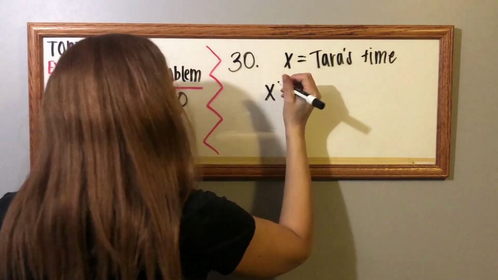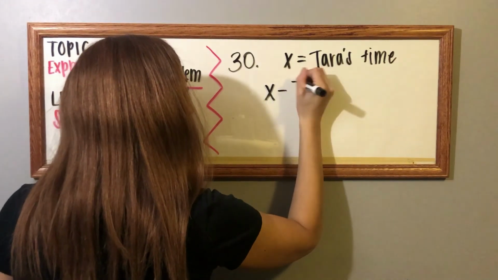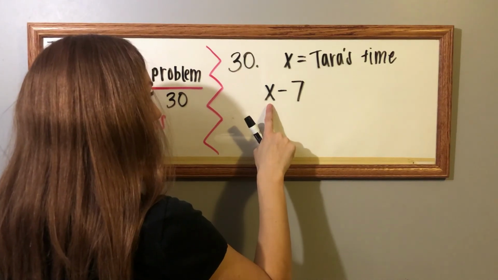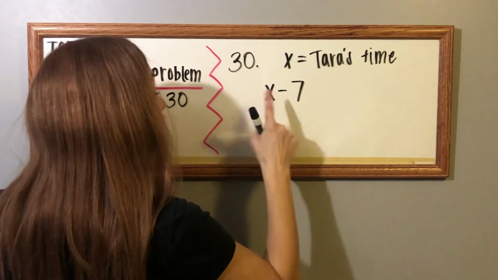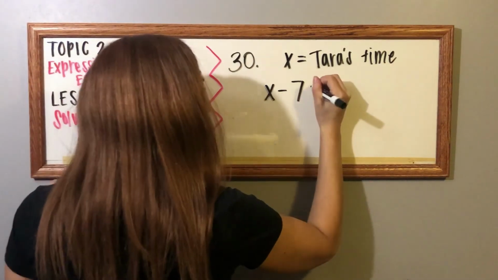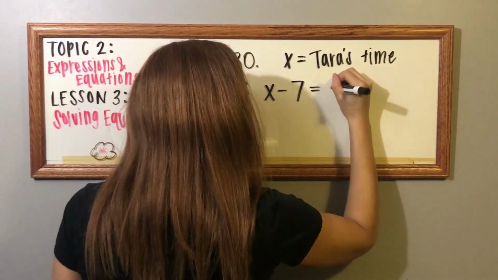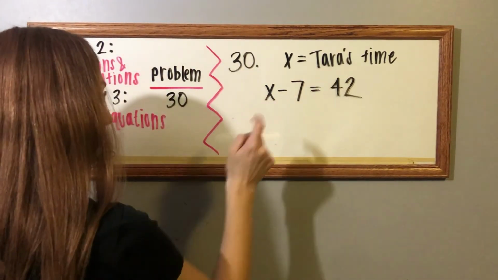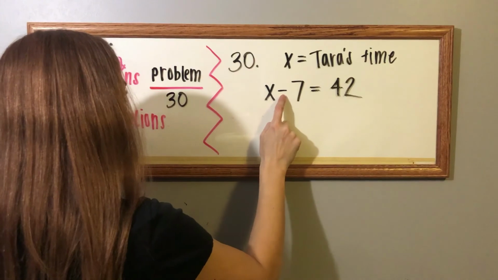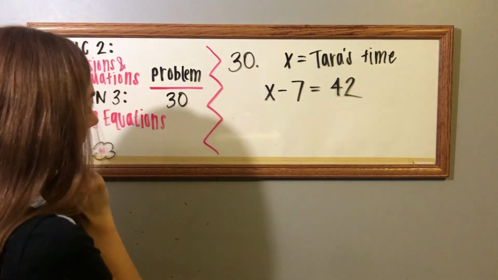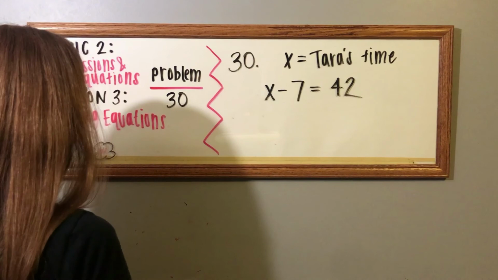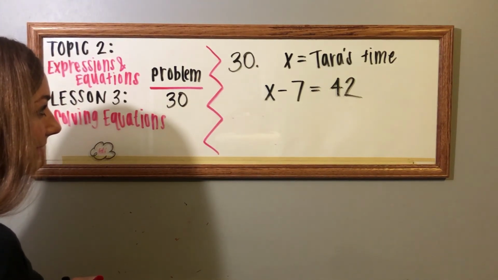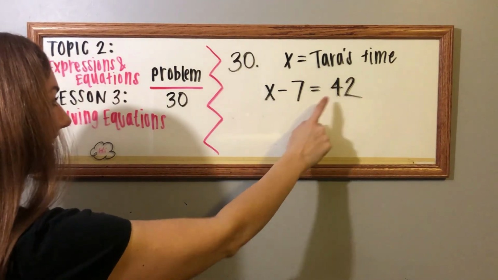and then I'm going to subtract 7. So whatever Tara's time is, Julia ran it 7 seconds faster. So I can do x minus 7 equals 42 because I know that my x value is Tara's time and Julia ran it 7 seconds faster. So she ran it 7 seconds slower than Tara. So Tara's number minus 7 would give me Julia's number. So I have a subtraction problem.